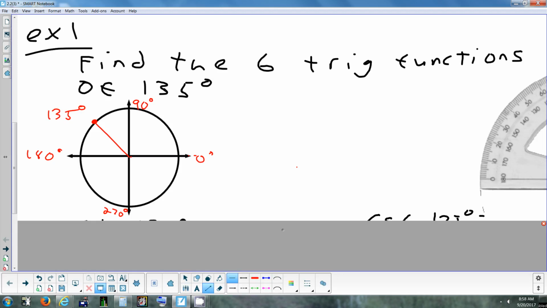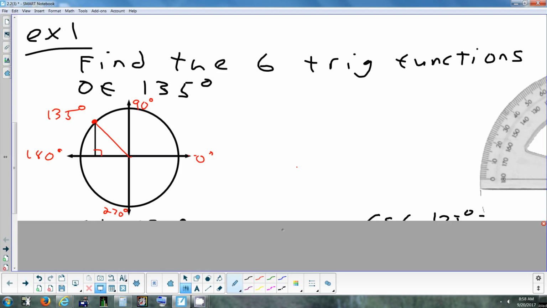I'm going to draw my vertical. Always draw it perpendicular to the x-axis. And now I need to figure out what kind of triangle I have there. Is this triangle the 45, 45, 90, or the 30, 60, 90? Which one is it? Yeah, Alex? 45, 45, 90. Yes, it's the 45, 45, 90.